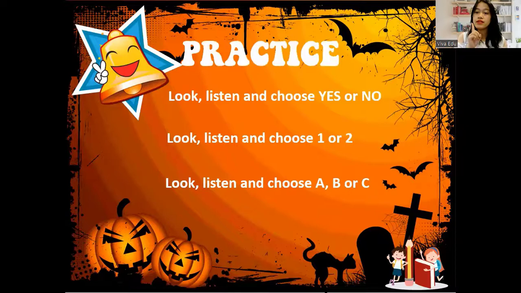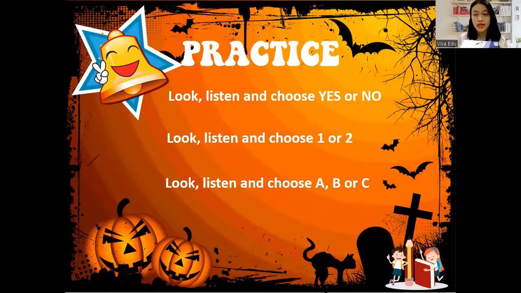For grade 1 and grade 2, they will have three kinds of questions: yes or no questions, 1 or 2 questions, and A, B, or C questions. This one is multiple choice. So what do students have to write on the board? For yes or no, they will write yes or no, or they can write letter Y or letter N on the board.